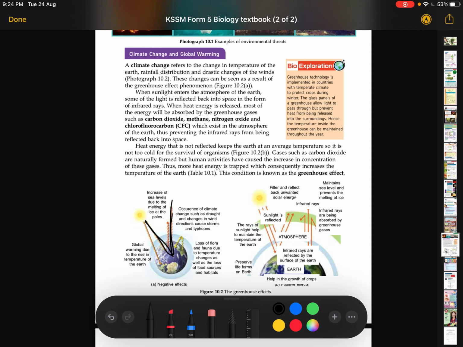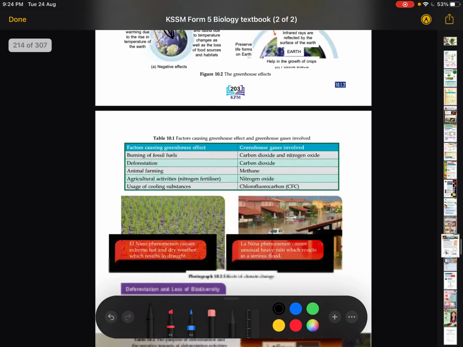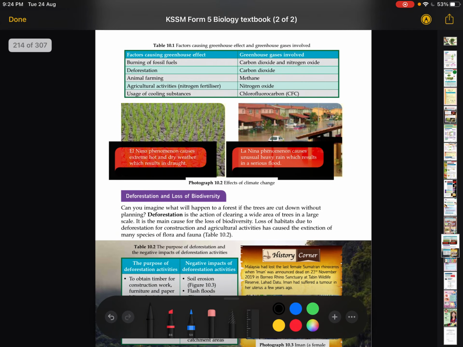However, because of these new activities that we have, there is now too much greenhouse gas in the air. So now it's too hot. That's why the greenhouse effect happens.